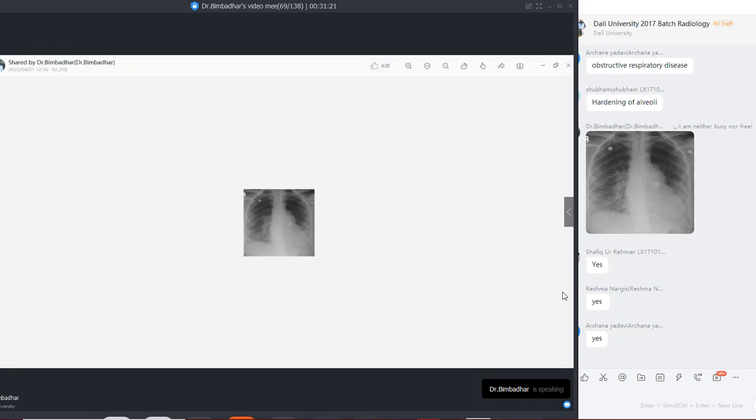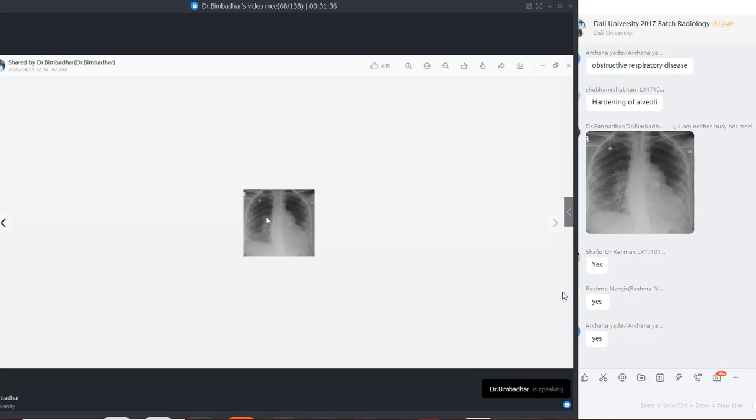Do not confuse it with the bronchus intermedius or lobar pneumonia. Lobar pneumonia generally will not look like this. Lobar pneumonia will be spreading down like this, but this one is spreading like this.